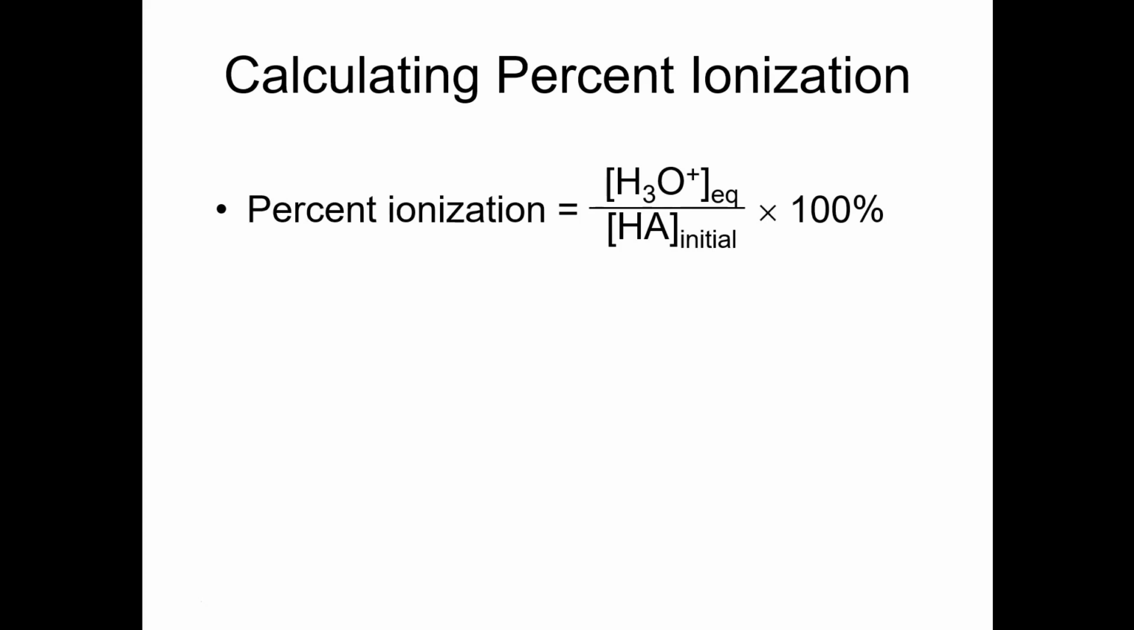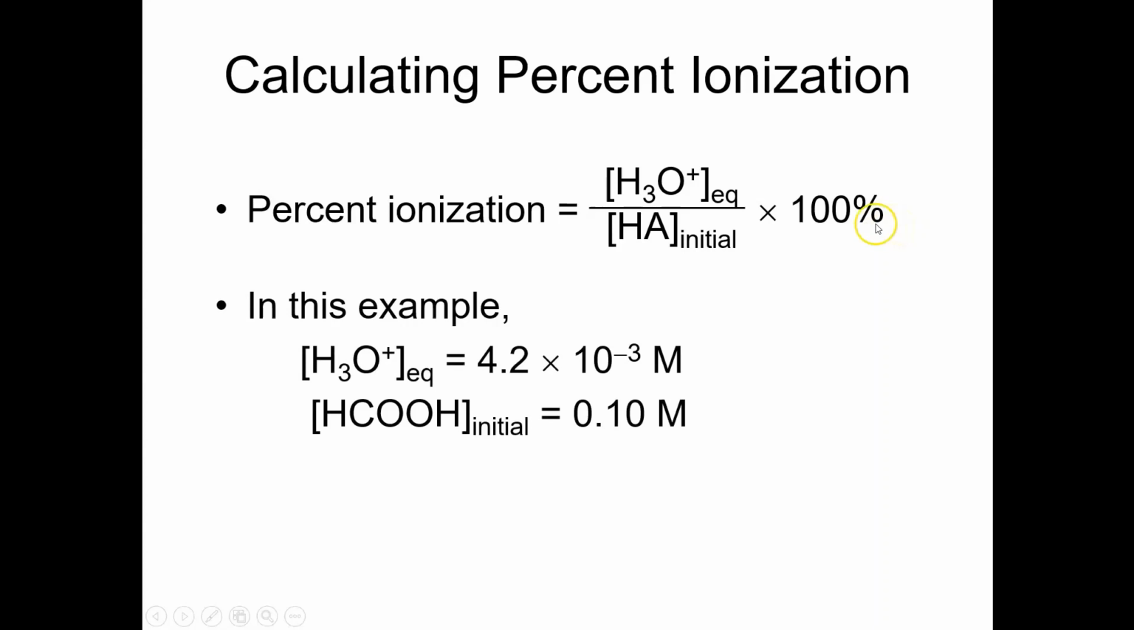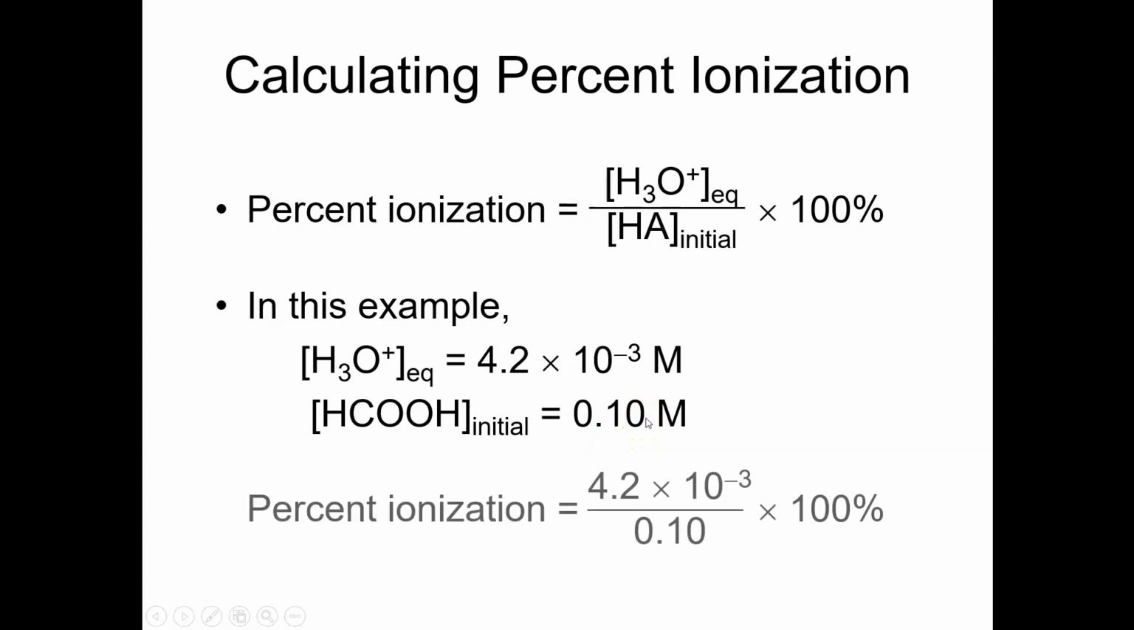We can also calculate one more thing, which is called percent ionization in this case, which simply means to what extent did the reaction occur, to what percent did the reaction occur. That's going to be defined by the concentration of the product, hydronium, over the concentration of the reactant, the weak acid, times 100%. In this case, the hydronium concentration at equilibrium was 4.2 times 10 to the minus 3. The formic acid concentration initially was 0.1. When I divide one by the other and multiply by 100, I get a 4.2% ionization.